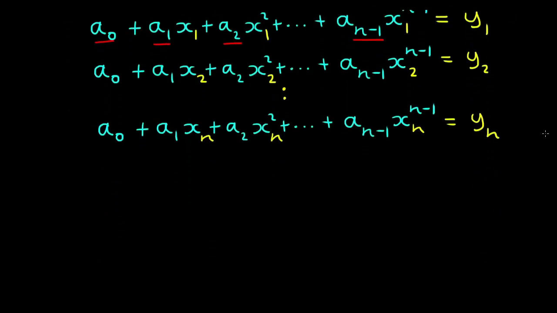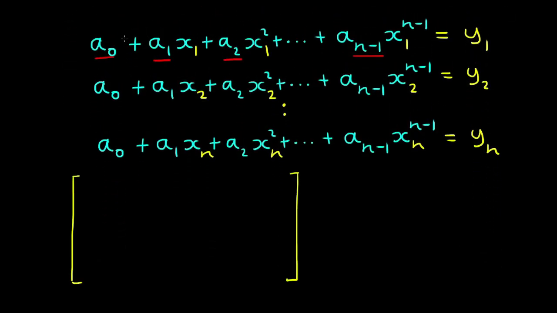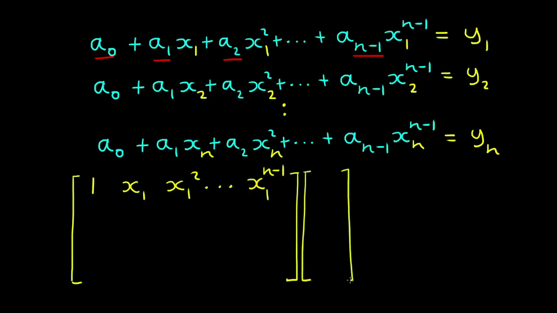So let's write this in matrix form. For the first equation, corresponding to the coefficient a0, we have 1, and corresponding to coefficient a1, we have x1, and a2, x1 squared, and so on up to x1 to the n minus 1. You can visualize this a bit better if we just multiply this by the vector of coefficients. So we have a0, a1, a2, and so on down to an minus 1.